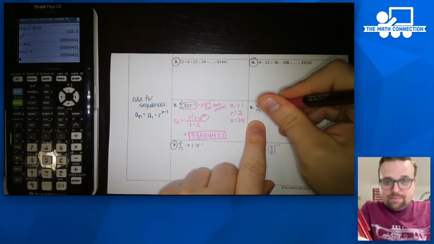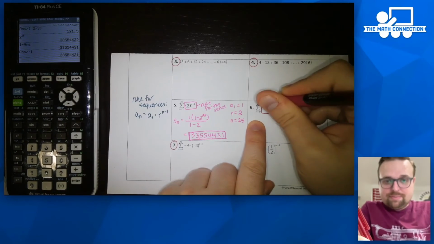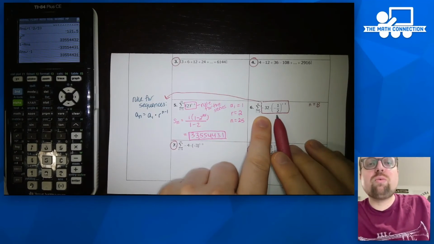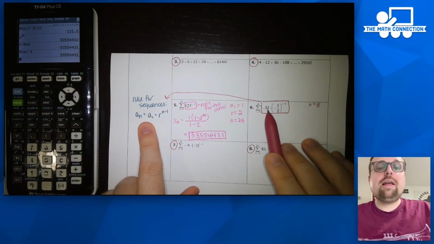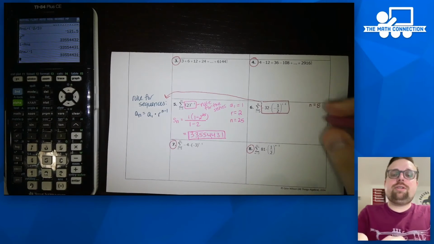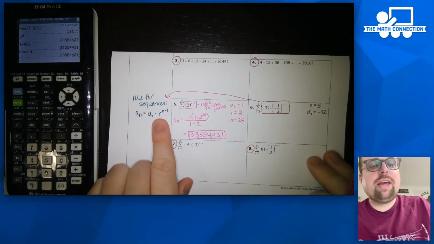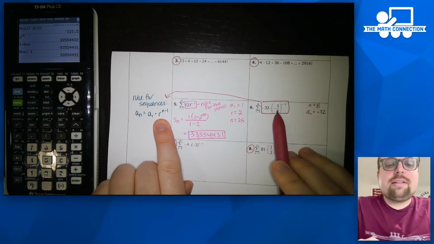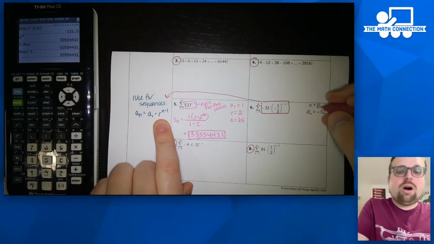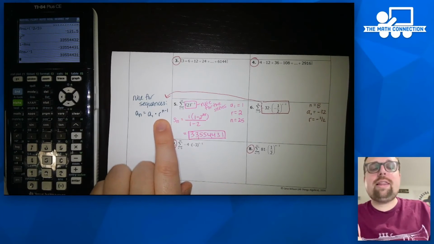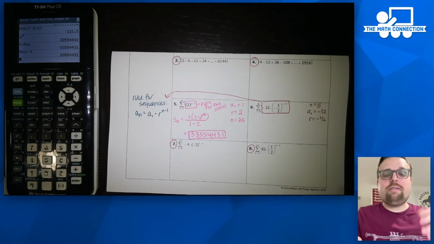This right here, all of this, looks just like the rule for the sequence. The first term is negative 32, so let's go ahead and fill that in. And then the r value is whatever the thing is that's being raised to the exponent. So the r is negative 1/2. And that's it. That's all we need in order to solve this.